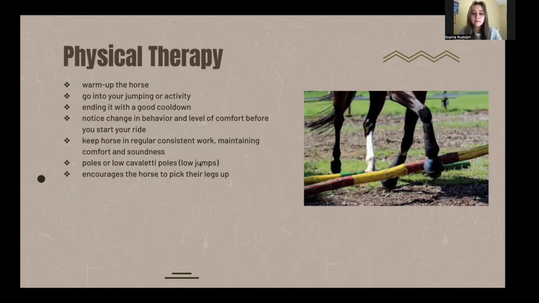Notice the change in behavior and level of comfort before you start riding, and keep your horse in regular, consistent work, maintaining comfort and soundness. Poles or low cavalettes also can encourage the horse to pick up their legs, and horses will use more of their upper limb muscular, fore and hind, and also in the process use their top line and core strength to do so. So this is a good exercise that your horse can do.